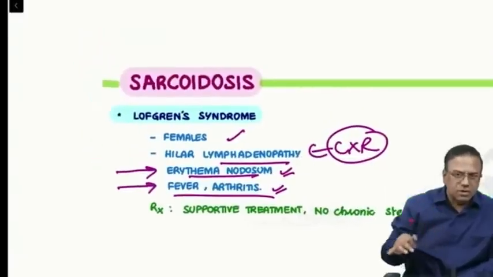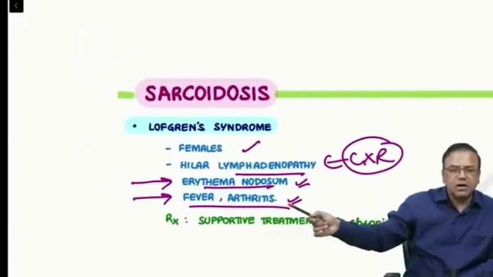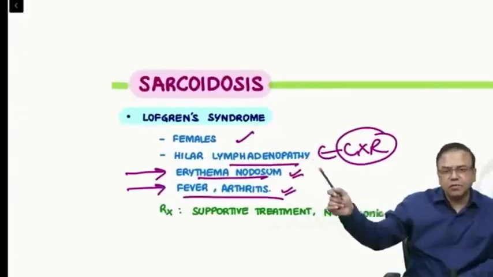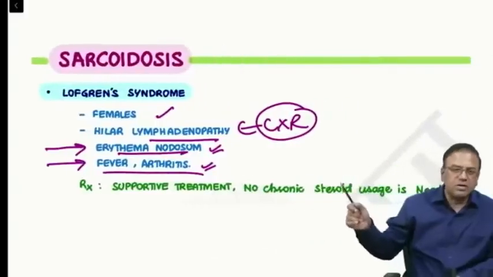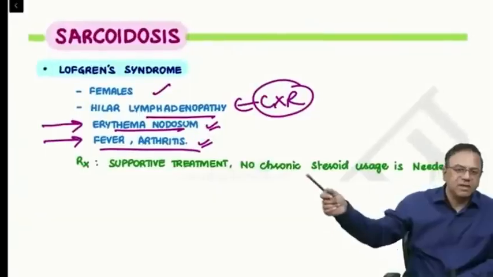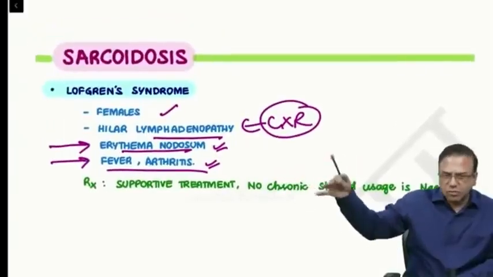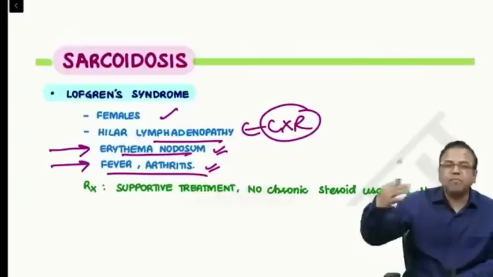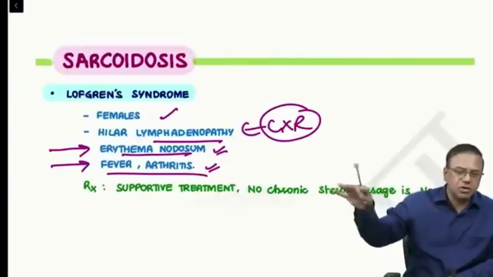So AIIMS asked a question. They said erythema nodosum, arthritis. What's your next investigation? Answer is chest X-ray. Okay, get the hilar lymph nodes. Do not use steroids at this stage. Supportive NSAIDs, the erythema nodosum will go away. In many of these conditions, the disease abates at this point. If it progresses, then we'll use steroids. Right now, at this stage, steroid is not needed.